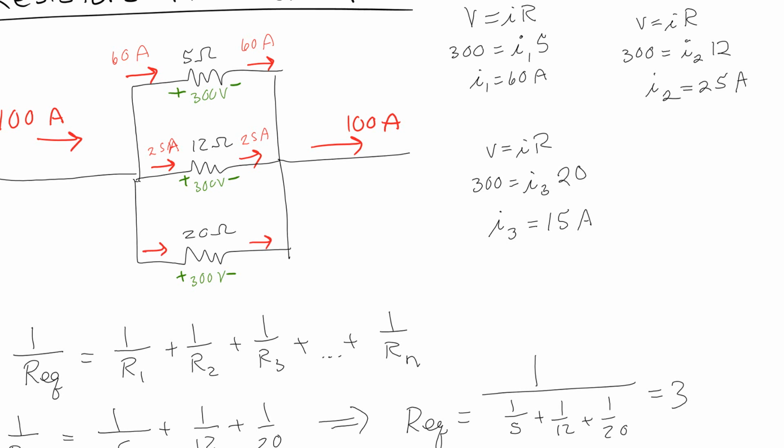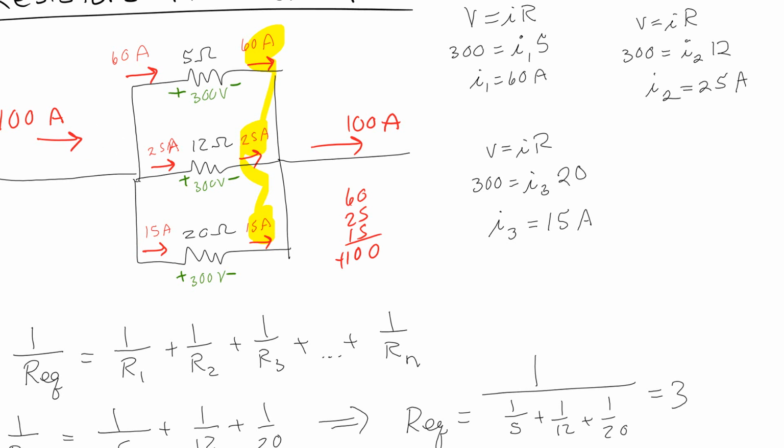And for those of you who are super duper on top of things, do you know how I know I'm right? Because I have 60 going in, and another 25 going in, and another 15 going in, and hallelujah, that's exactly 100 amps. Same thing here. I have 100 amps coming in, 60 plus 25 plus 15 all equals 100 as well. So whatever's going in has to come out.